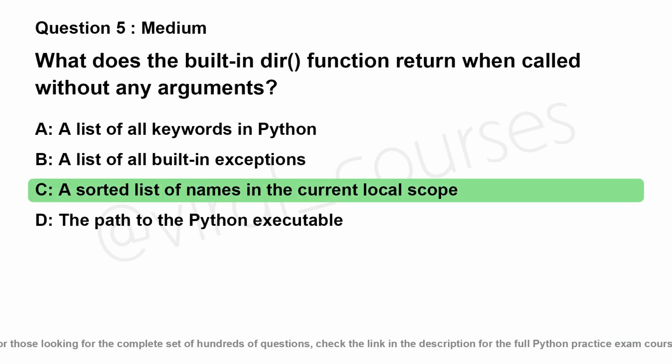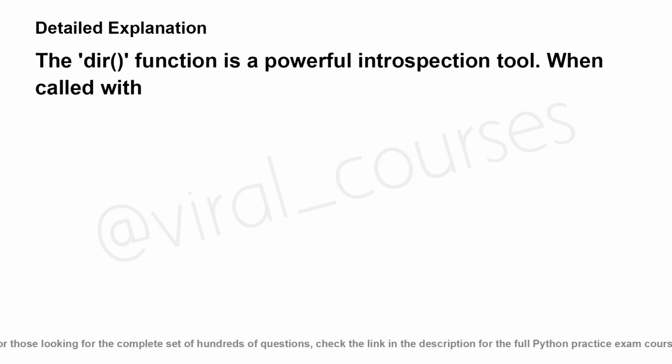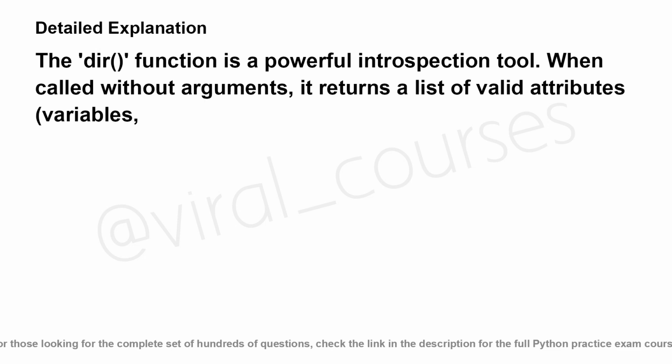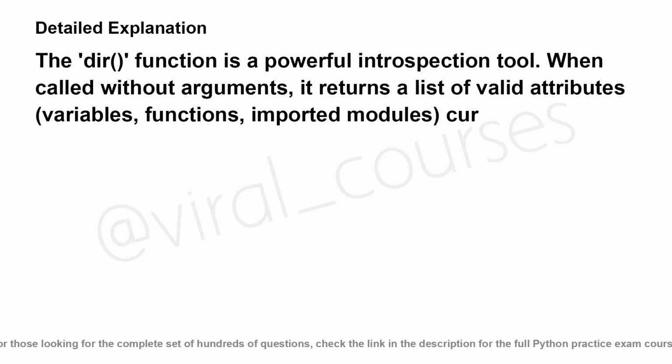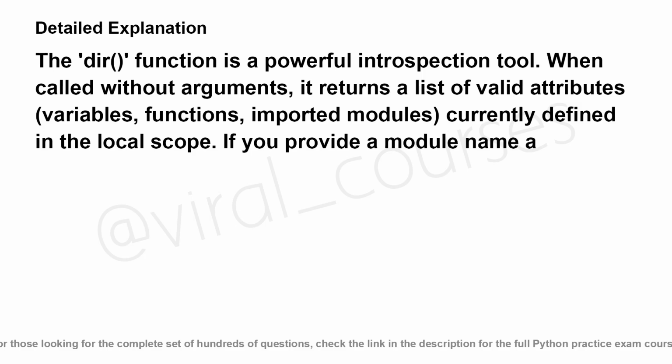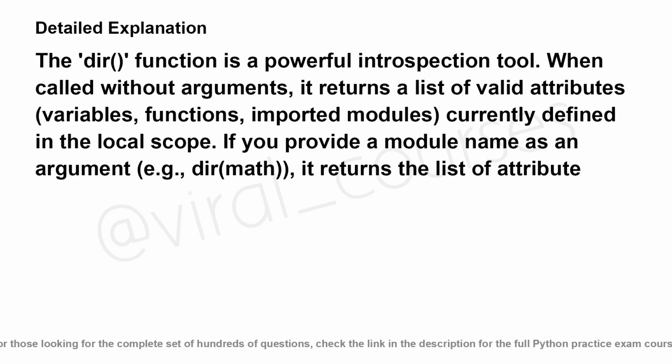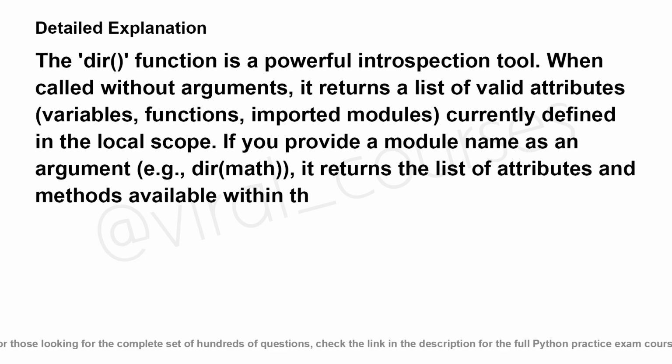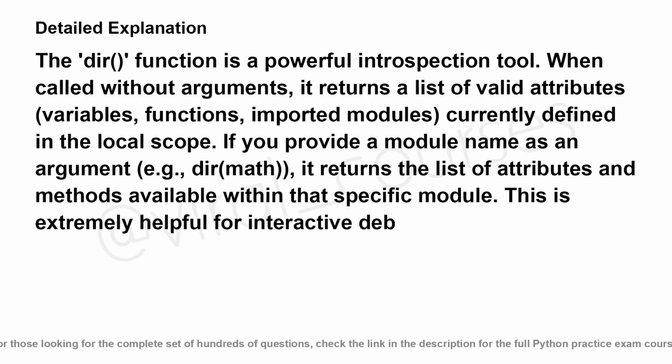The correct answer is C. The dir function is a powerful introspection tool. When called without arguments, it returns a list of valid attributes, variables, functions, and imported modules currently defined in the local scope. If you provide a module name as an argument, e.g., dir(math), it returns the list of attributes and methods available within that specific module. This is extremely helpful for interactive debugging and exploration.